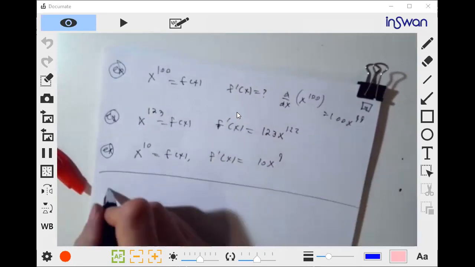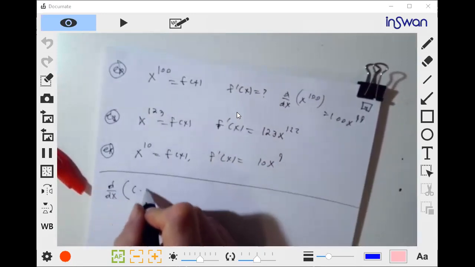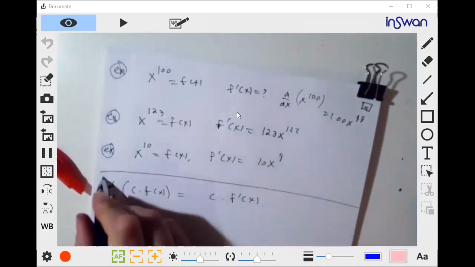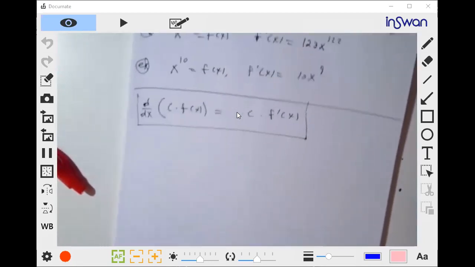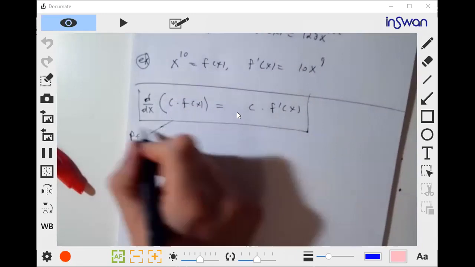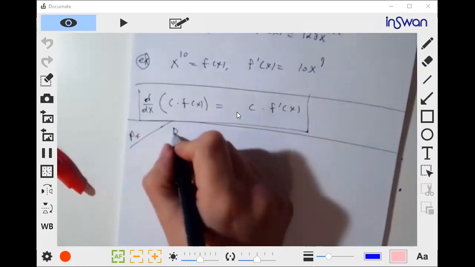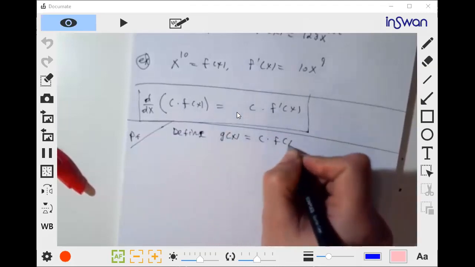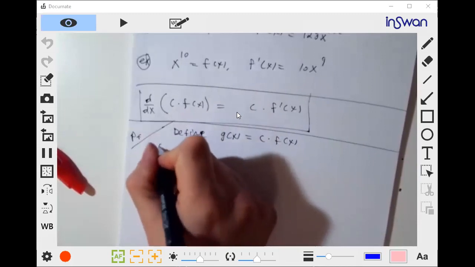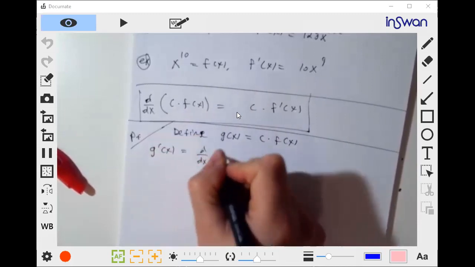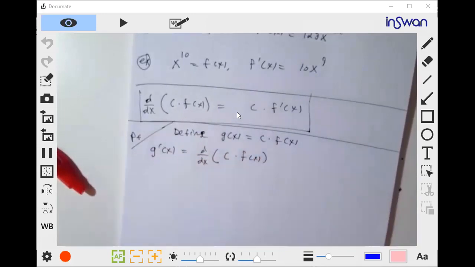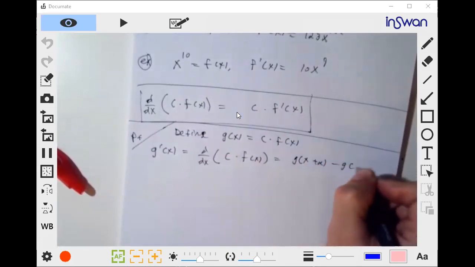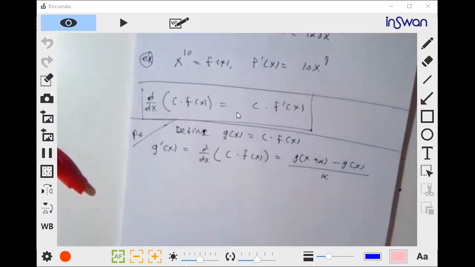Now let's prove indeed that d/dx of some constant times some function is equal to the constant times the derivative of the function. We noticed that that seemed to be true earlier, but we never proved it. Let's prove it. Define g of x to equal c times f of x, so that g prime of x is equal to d/dx of c times f of x. But that's equal to g of x plus alpha minus g of x all over alpha.